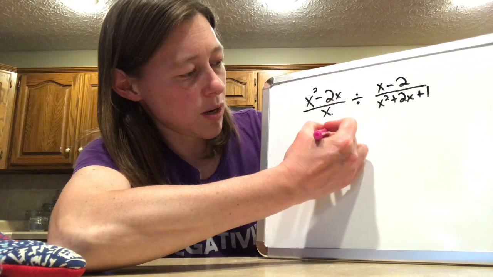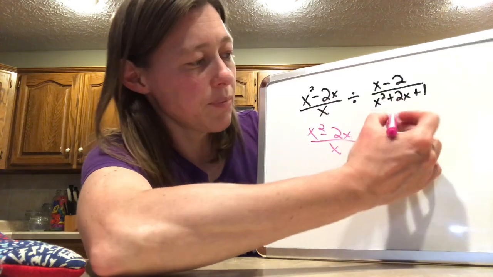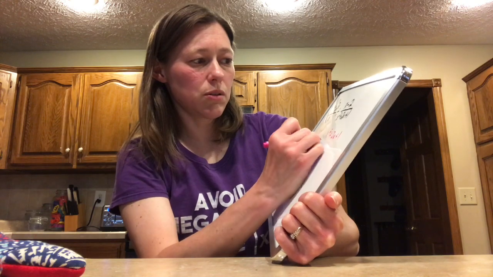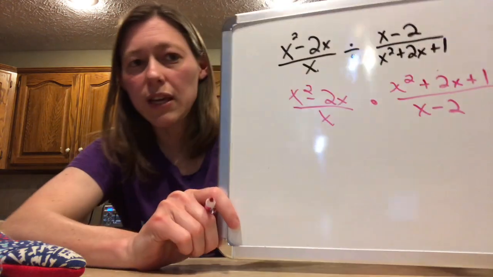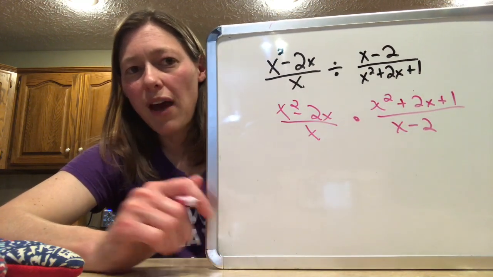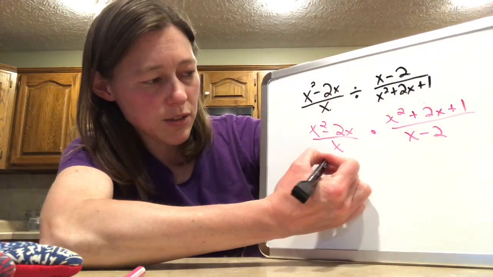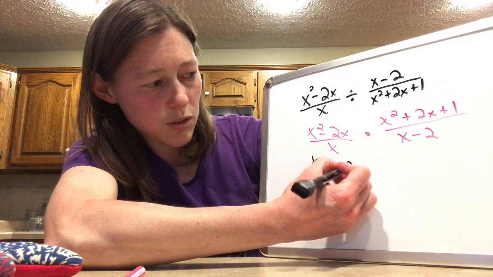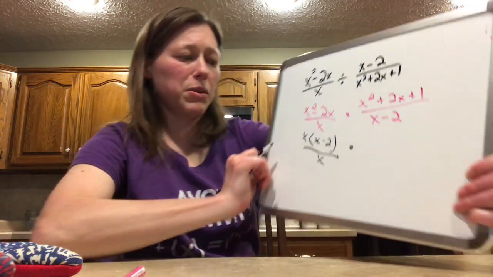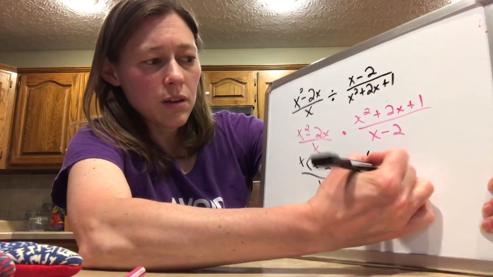So x squared minus 2x over x times, and then we flip it, x squared plus 2x plus 1 over x minus 2. Okay, so it looks like this. Okay, and then we're going to see if there's something that factors. Okay, if you look at the first one, there's a GCF. Okay, yep, it's an x, so x times x minus 2 over x times, sorry, I'm trying to write sideways and I'm failing.